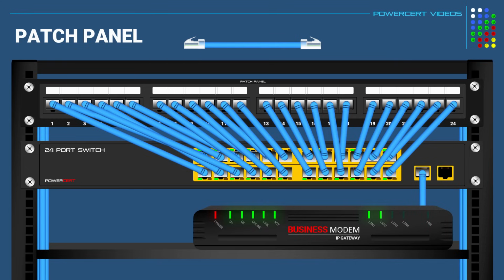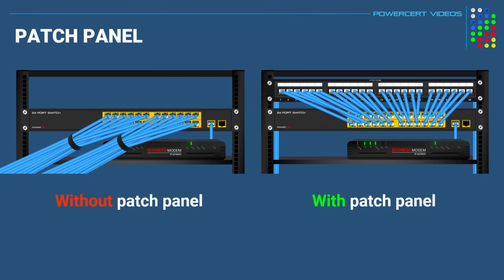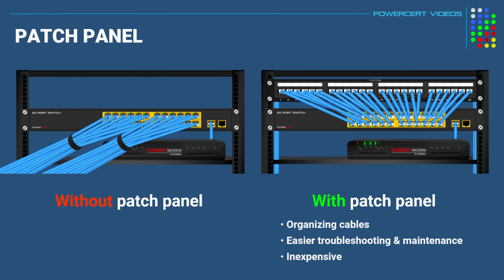And to even add more organization, the patch panel will have an area where the ports can be easily labeled so you can identify which cable comes from where. So as you can see from before and after, the patch panel makes your cables neat and organized in a centralized location. So patch panels offer several benefits. In addition to organizing your cables, they also make troubleshooting and maintenance jobs a lot easier, and they are inexpensive.